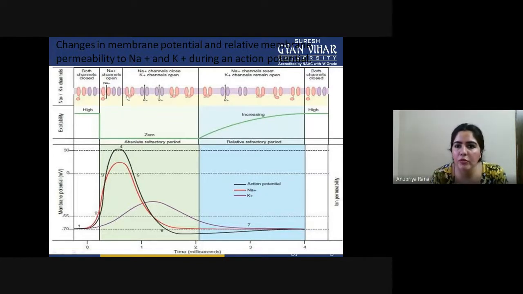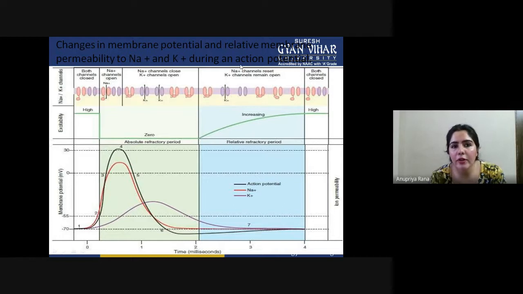You can see the sodium channels were here, and now they are resetting themselves. Resetting means they have to return to their first position, or you can say the very initial position. In this manner, potassium remains open, but the sodium channel is reset. Both channels close again when excitability is high.